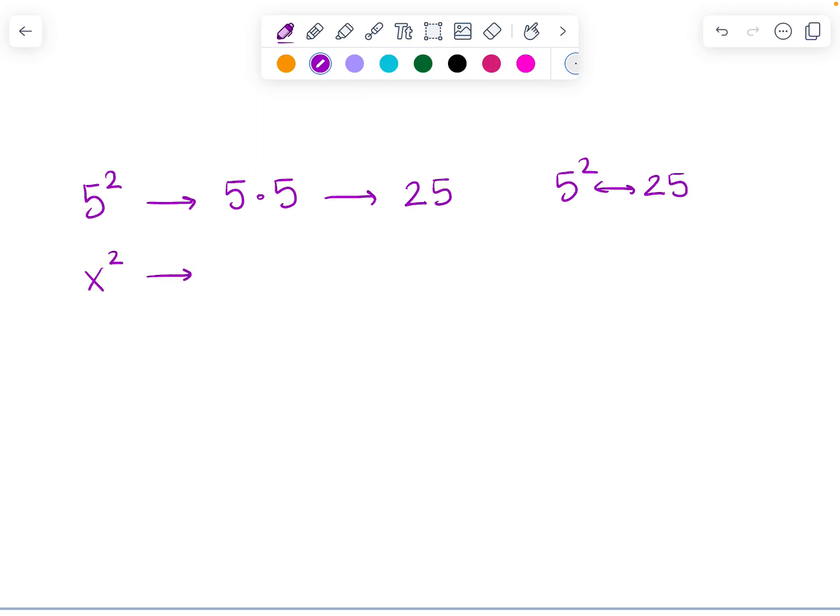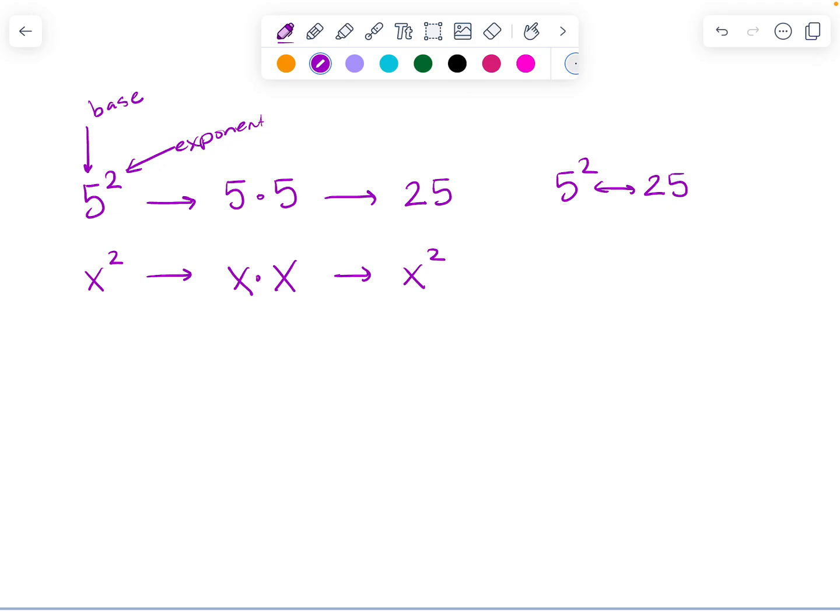And what that would mean is that I would have 2 copies of x being multiplied. Remember, the base is what's being multiplied, and the exponent is how many times that happens. So x squared would mean 2 copies of x multiplied. And that's, again, x squared. There's no other way to write that.